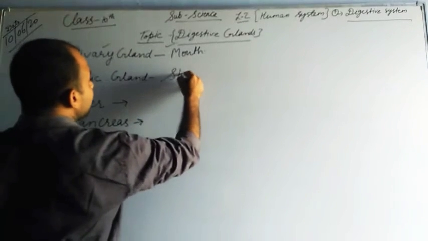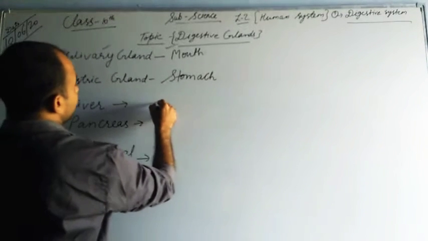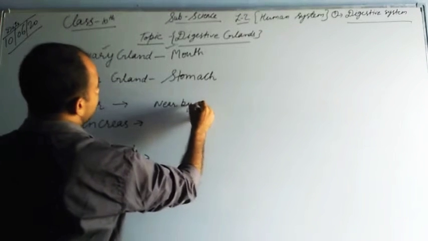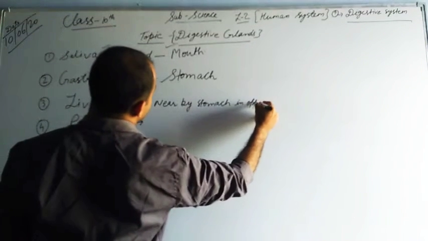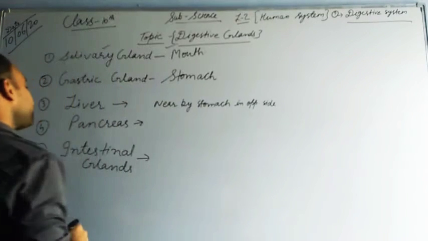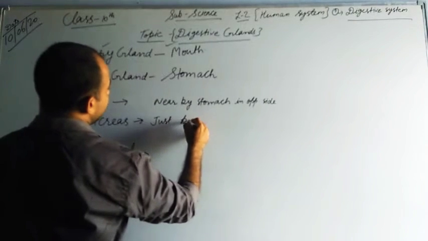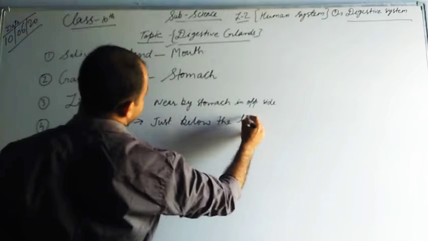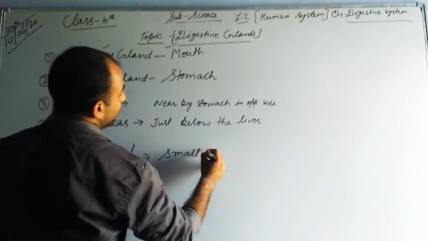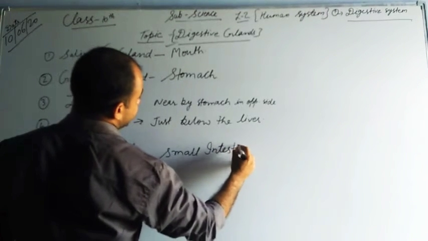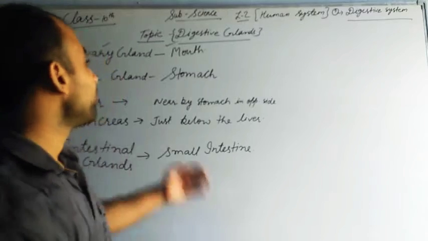Gastric gland is present in the stomach. Liver is near the stomach, on the opposite side. Pancreas is just below the liver. Intestinal gland is present in the small intestine. So these are their locations, where they are located in our body.